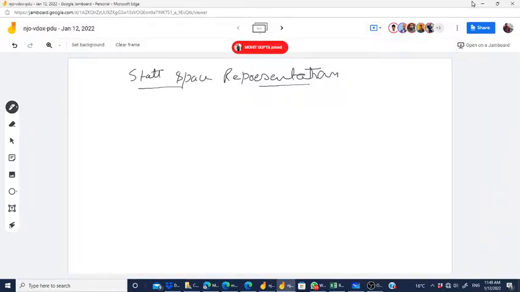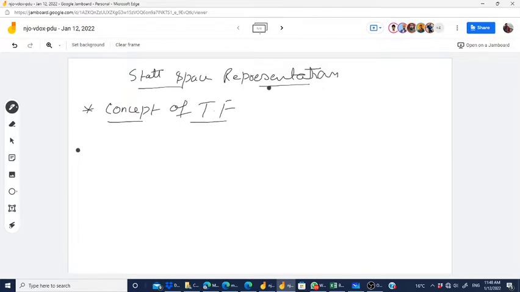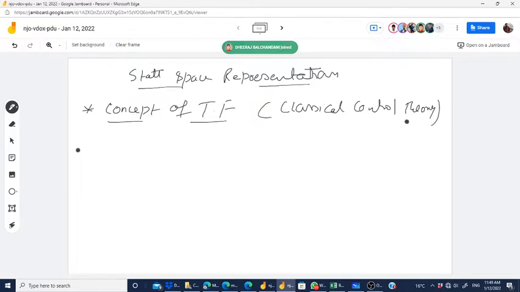Okay, so today we are going to discuss the state space representation. First in this topic, we are going to understand the concept of the transfer function in the classical approach. What do we understand by the transfer function in classical control theory, right? In classical control theory.